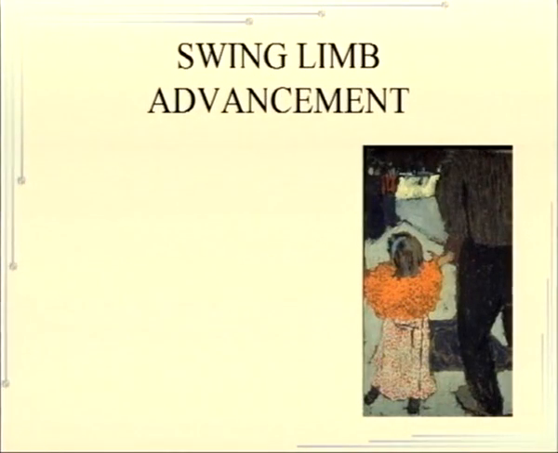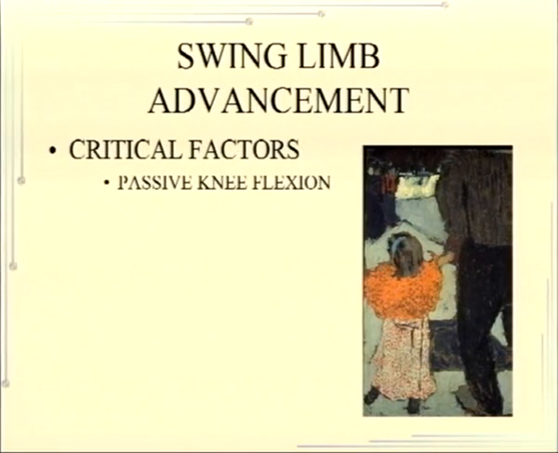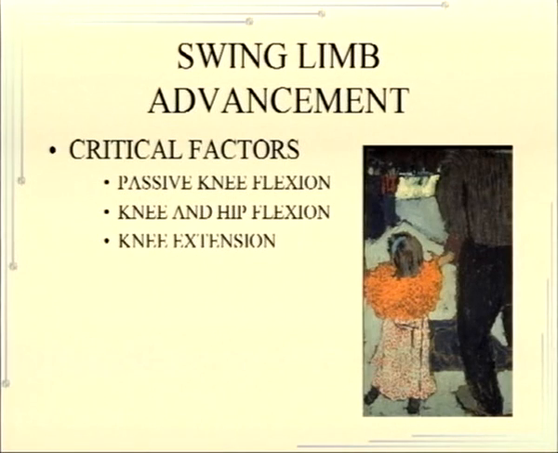And then the third phase is swing limb advancement. And the critical factors here are you've got to be able to slightly bend your knee at the beginning of the phase when you're going to swing that one leg forward to then take the next step. So you passively will tend to flex your leg first, follow with hip and knee flexion so that you can get that leg ready to swing through to take the next step. And then extend the knee so that you can take a nice big step and go forward. So these are 3 critical things that are involved with swing limb advancement.